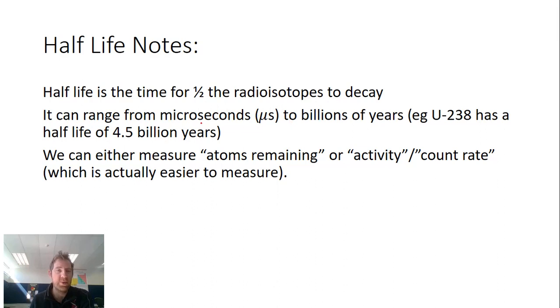Some are very unstable, so they decay very fast. They decay in microseconds. That symbol there means microseconds. Others take a long time to decay. Uranium-238 has a half-life of 4.5 billion years.